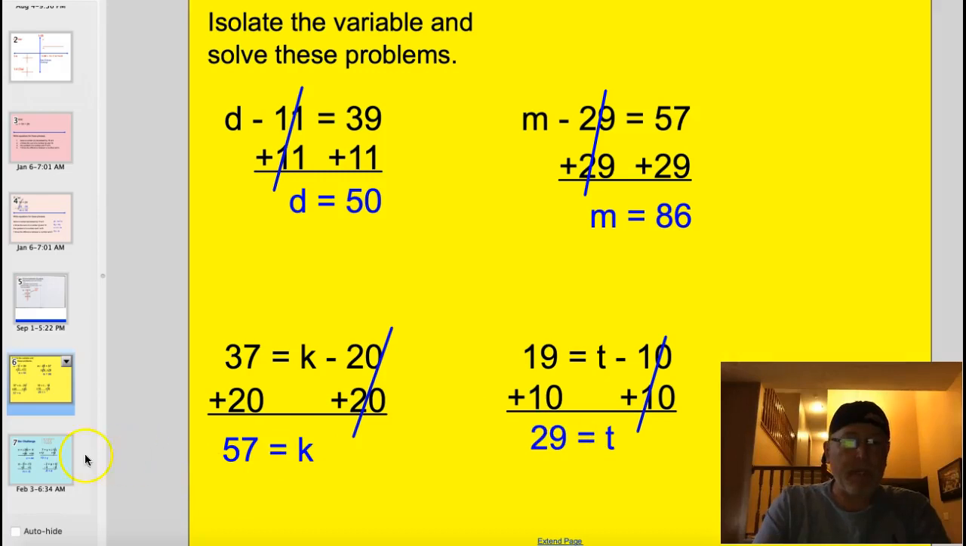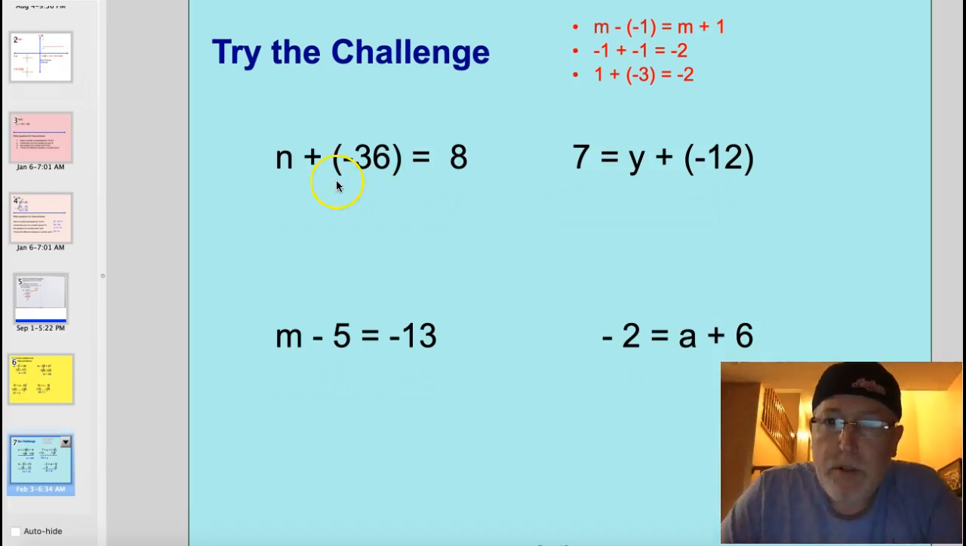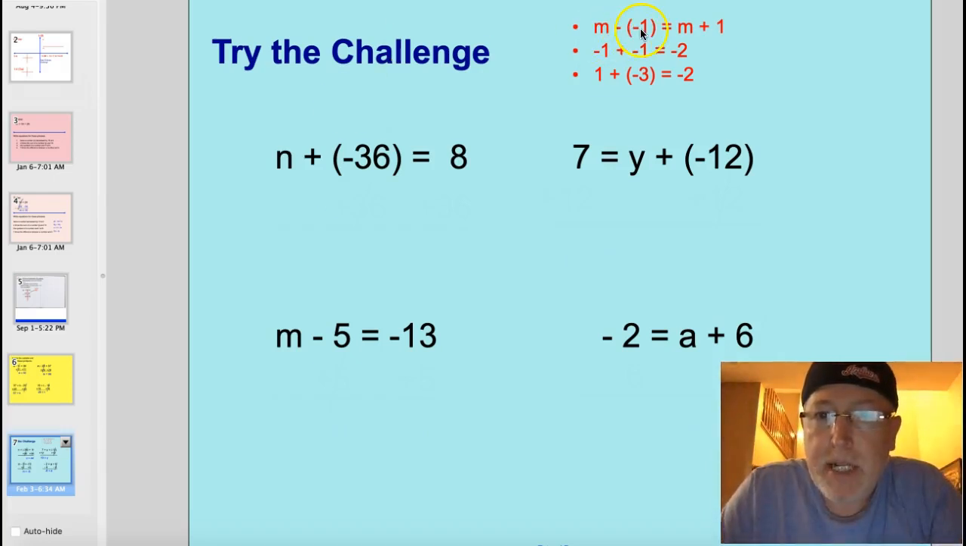All right. We talked about these last night too. Some of these ones are going to involve some negative numbers. So just remember that m minus a negative 1, well, that's the same as m plus 1, because minus a negative is the same as adding. A negative 1 plus a negative 1 is a negative 2. You just add the negatives together.